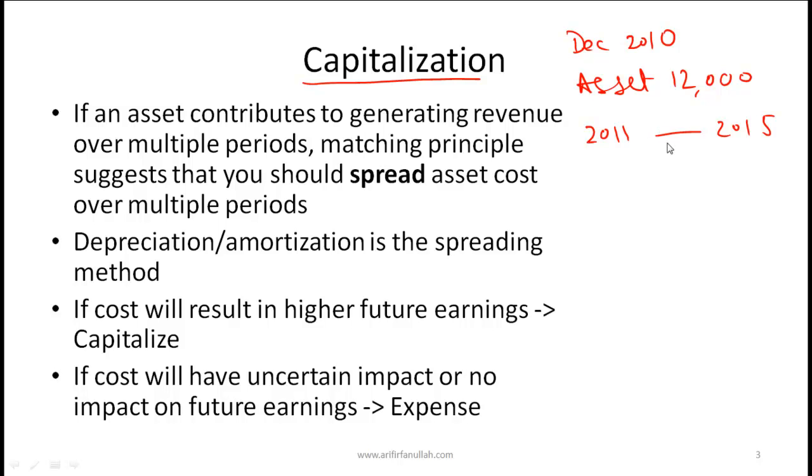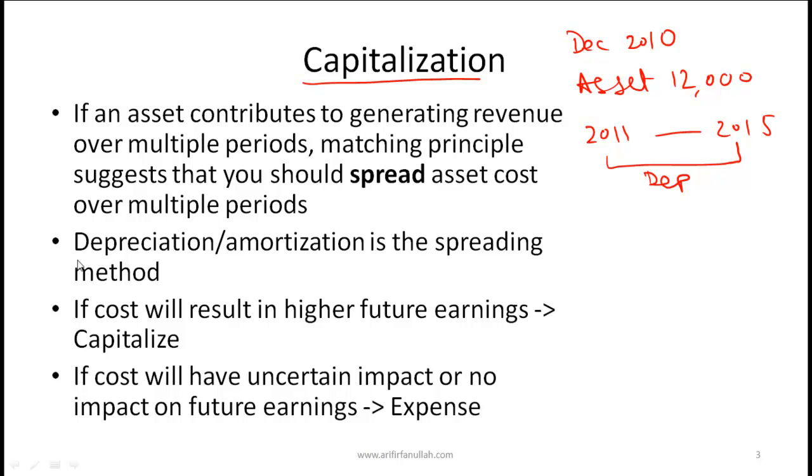Let's say it's a piece of equipment which will generate widgets. So you really want to expense this item over this useful period of the asset. So what we do in December 2010 is capitalize the asset, which means we create an asset called equipment, and then we expense it out through a process called depreciation over the years where it is used. So in essence, depreciation or amortization is the spreading method. So that's how we spread that $12,000 over the years where the asset is being used.